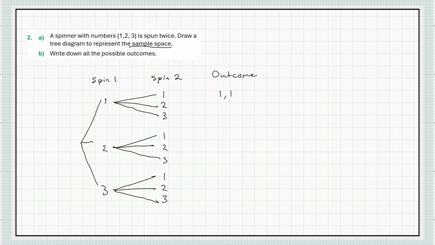So we can get a 1 and a 1, a 1 and a 2, a 1 and a 3, a 2 and a 1, a 2 and a 2, and a 2 and a 3, and a 3, 1, 3, 2, and 3, 3. Those are all our possible outcomes, and they've all been written out.